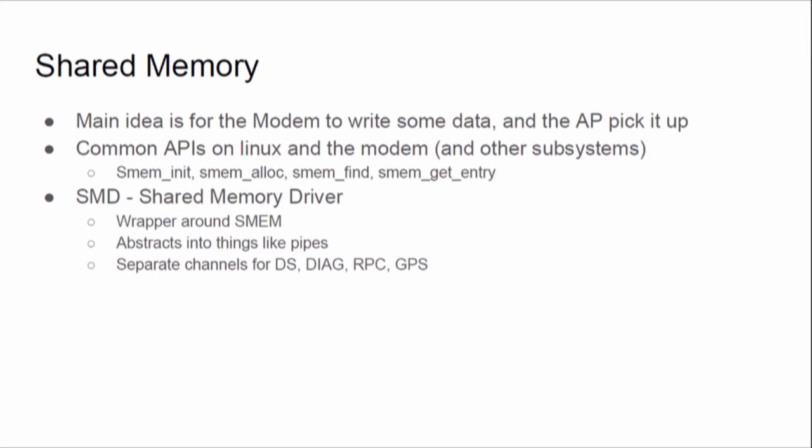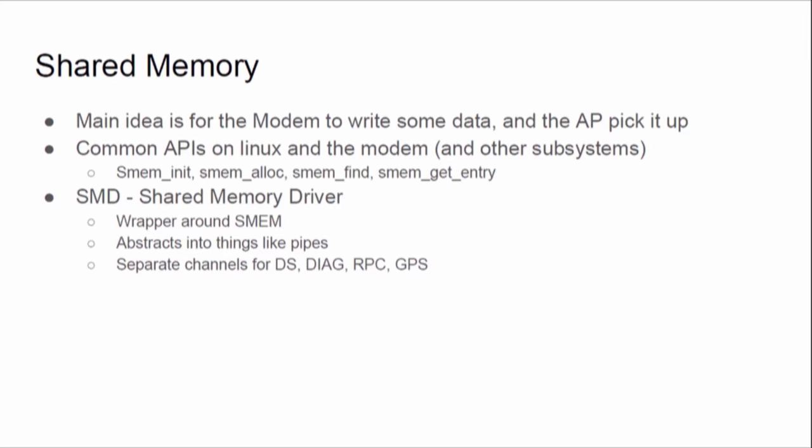And there's actually a common set of APIs if we're talking about Android here. iOS does it a little differently. But there's a common set of APIs on the Linux and on the modem side which take care of initializing this, allocating this, searching for things in it. So it is part of the actual main RAM.